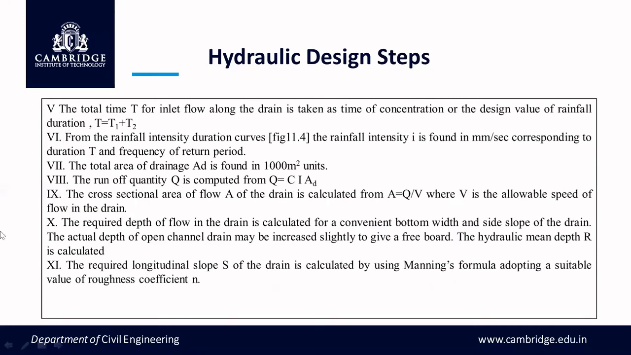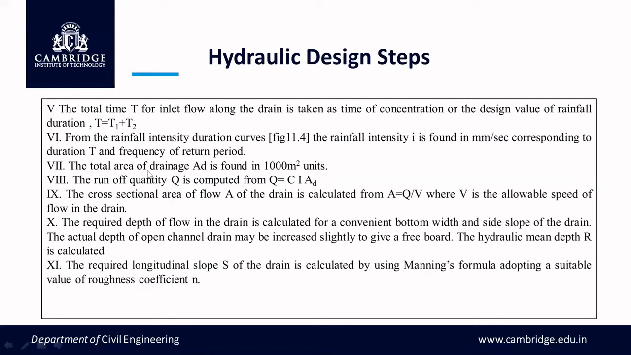The total time T for the inlet flow along the drain is taken as the time of concentration or the design value of rainfall duration T, that is given by T1 plus T2. Next, from the rainfall intensity duration curves, that is the chart or the figure 11.4, the rainfall intensity I is found in millimeter per second, corresponding to duration T and frequency of 10 year period.